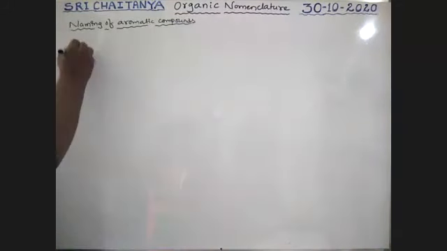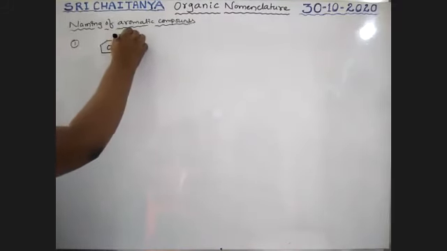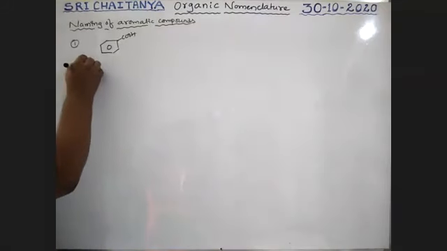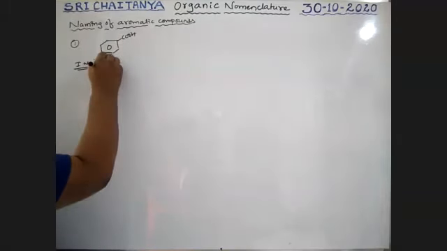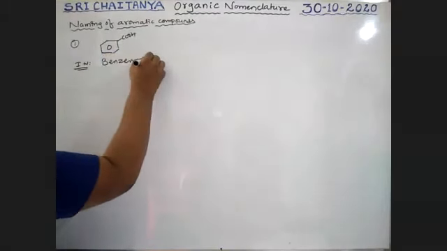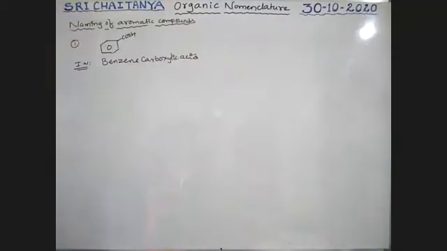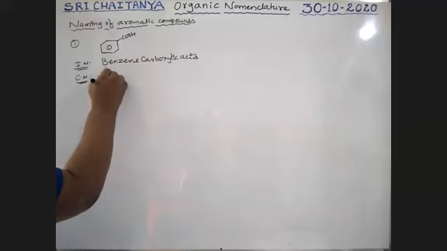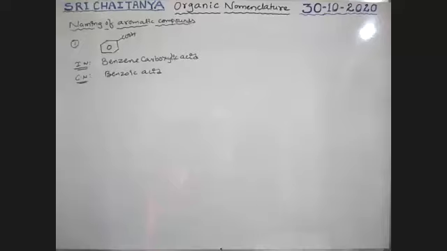So see here, that is the first one. When benzene ring is connected with COOH, its IUPAC name is benzene carboxylic acid. Common name is benzoic acid.